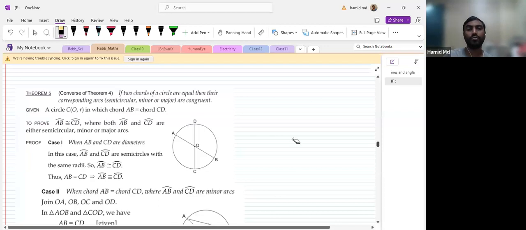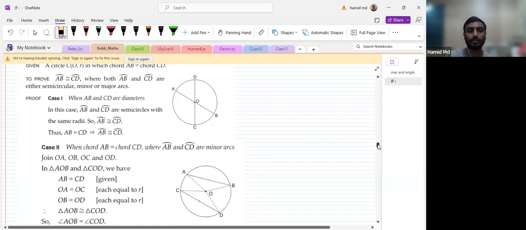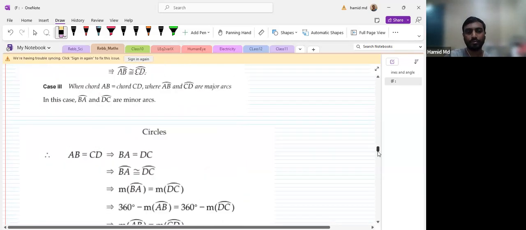Converse of theorem. If two chords of a circle are equal, then their corresponding arcs are congruent. Two chords of the circle, chords AB and CD, are equal. Then their corresponding arcs, semi-minor arcs, are congruent. So if chords are equal, then the arcs will also be equal. So this was the two, three proofs.